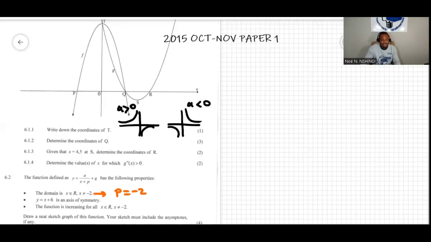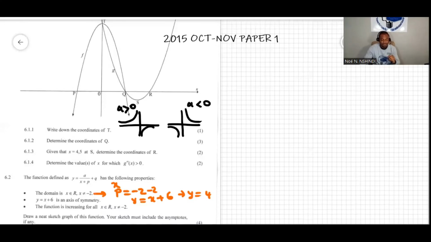Another property says that y equals x plus 6 is an axis of symmetry. So we can sub in the value of x, because p is x. If we sub in the value of x, we get y equals +4, because -2 plus 6 makes +4. I'll tell you why I do that: the line of symmetry in a hyperbola passes through the vertical and the horizontal asymptotes.